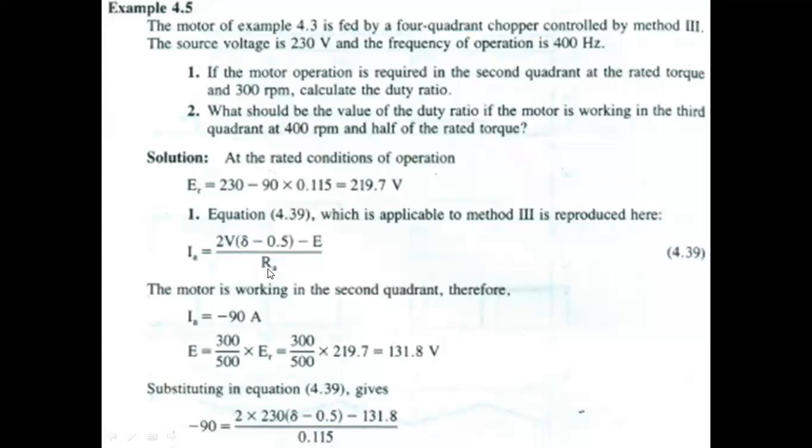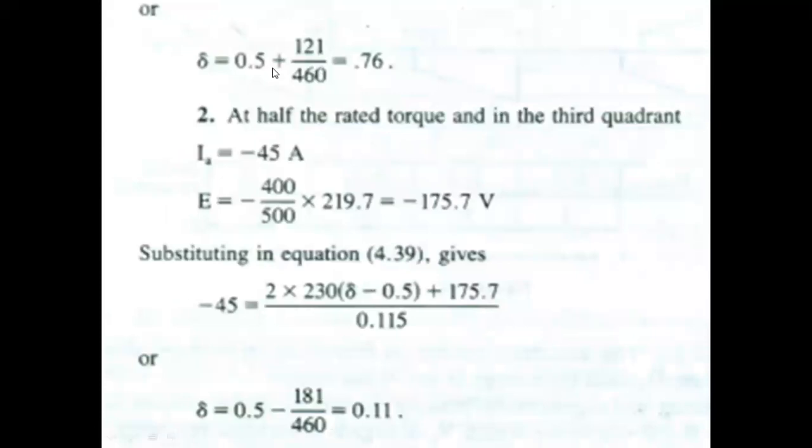So substitute all the values. RA is 0.115, E is equal to 131.8, V is equal to 230 volts, and IA is equal to minus 90. If you substitute all the known values, the only unknown is the duty ratio. That is the first part. So duty ratio is equal to 0.76. Next.